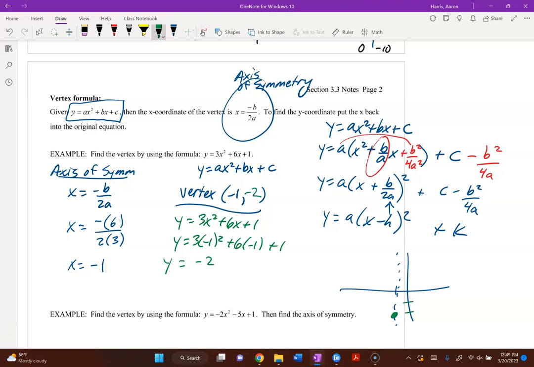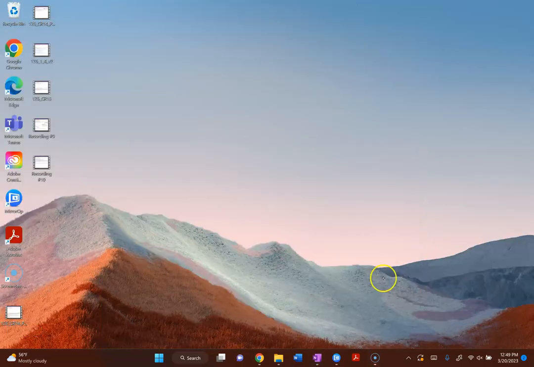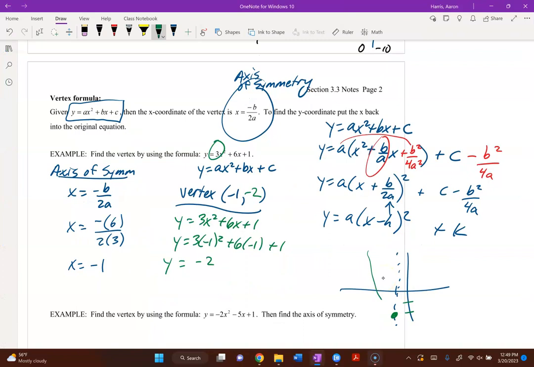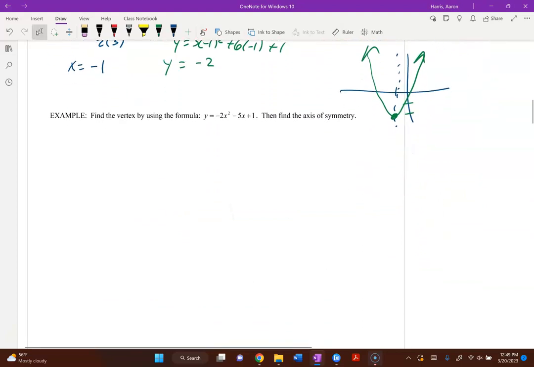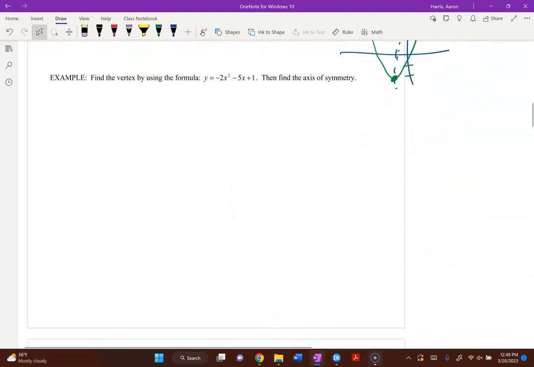Now, last question. Does this thing open up or down? What's our a value? 3. Yeah, good. It opens up. Excellent. And I didn't graph any other points, but I do know it kind of looks like that, right? We're not required to do anything else besides find that vertex, but I want to give you kind of a look on that. So let me pause this, have you guys try this one now.